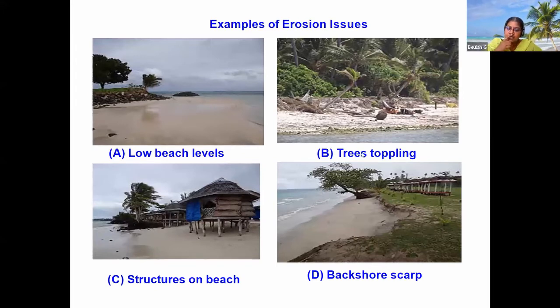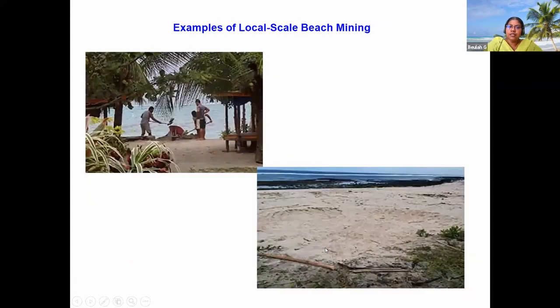One is the low beach levels, and you can see here the trees are getting toppled, and the temporary structure created on the beach is facing a problem. And this is the back shore scrape. These are some of the problems they face because of erosion. See here, you can see the low scale beach mining. Most of the sandy regions have gone because of erosion.